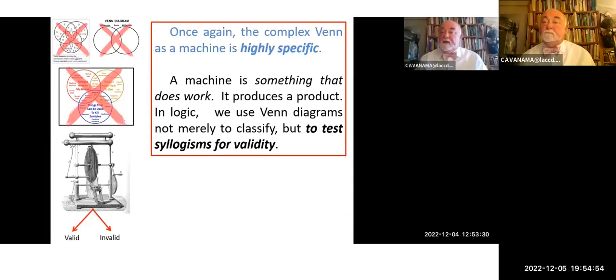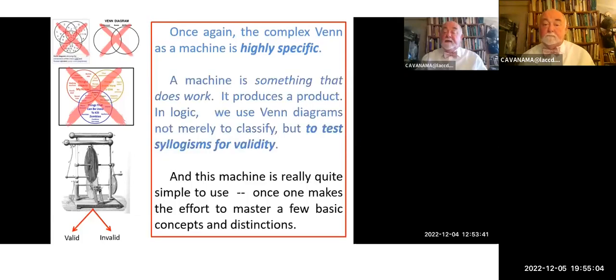A machine is something which does work. It produces a product. In logic, we use Venn diagrams, not merely to classify, but specifically to test syllogisms for validity. As I hope you've seen now, this machine is really quite simple to use once you get the hang of it.